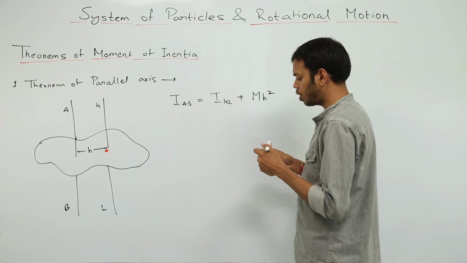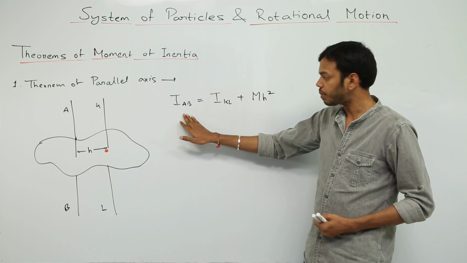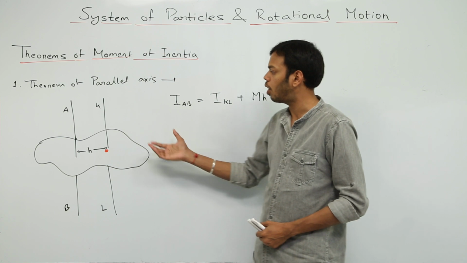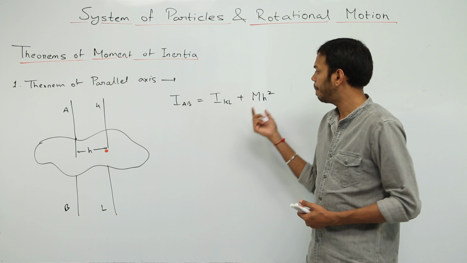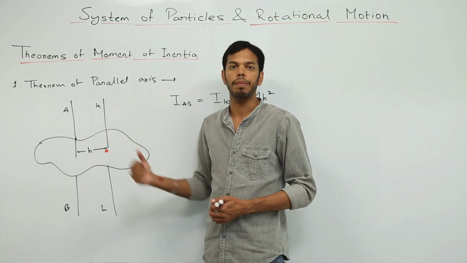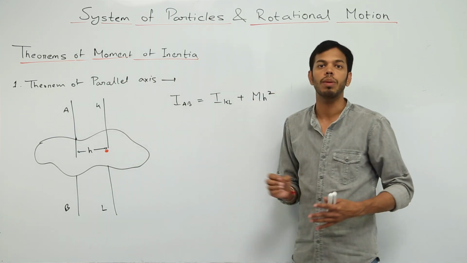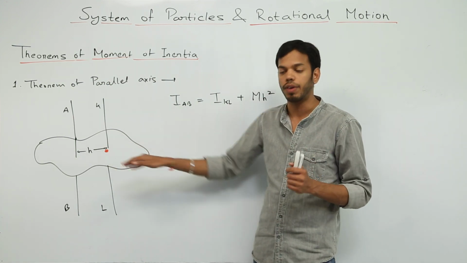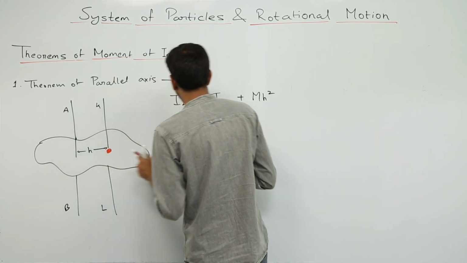So this is the statement of the theorem of parallel axis: the moment of inertia of a rigid body about any axis is equal to the sum of the moment of inertia about the axis which is parallel to the given axis at some distance, plus the mass of the whole body times the square of the distance between the parallel axes. The only point to be noted here is that this axis has to pass through the center of mass. Now see the derivation. We have to prove it.